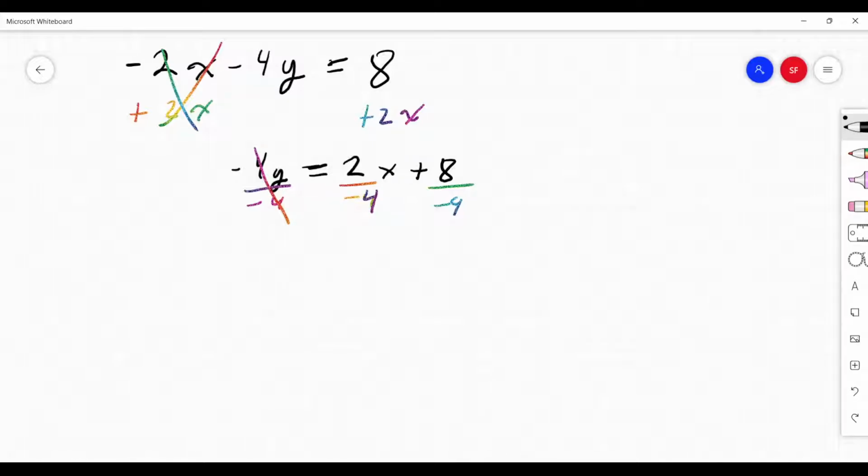Making sense? We remembering? So what's 2 divided by negative 4? That's negative 1/2.